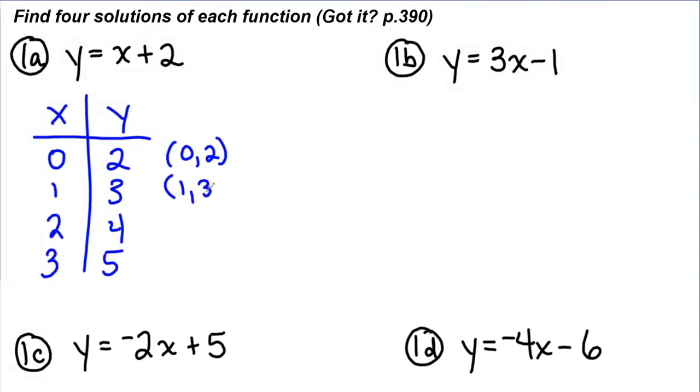So again, I can put these in a table, or I could have listed these as ordered pairs, and this is what that would look like as ordered pairs. So either way here, you can write these solutions, either in a table or as a list of ordered pairs.